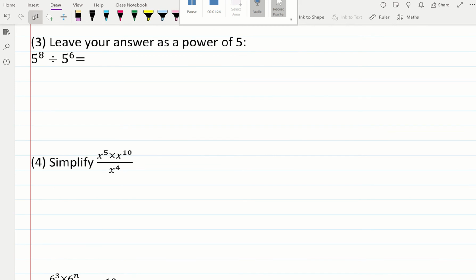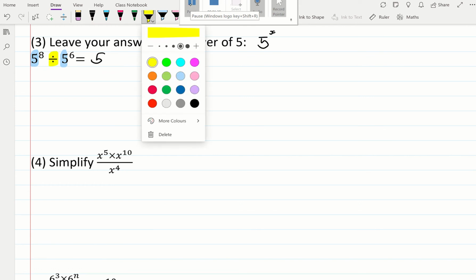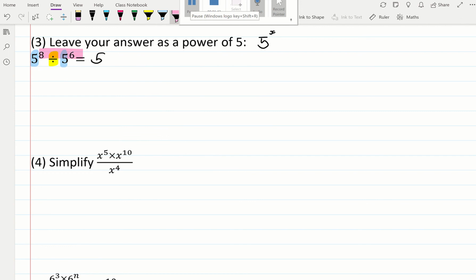Again, this says leave your answer as a power of 5. So they want you to put 5 to the power of something. This time the base is 5. The base doesn't change. We are dividing, so we are going to subtract the powers. 8 minus 6 is 2. Now note the order in the subtraction matters. So if you had 5 to the power of 6 divided by 5 to the power of 8, you would still subtract, but you would subtract 6 take away 8, and the answer will be negative 2.